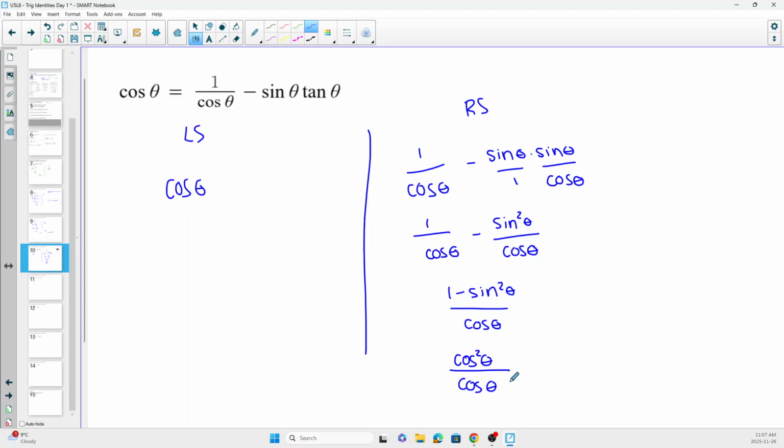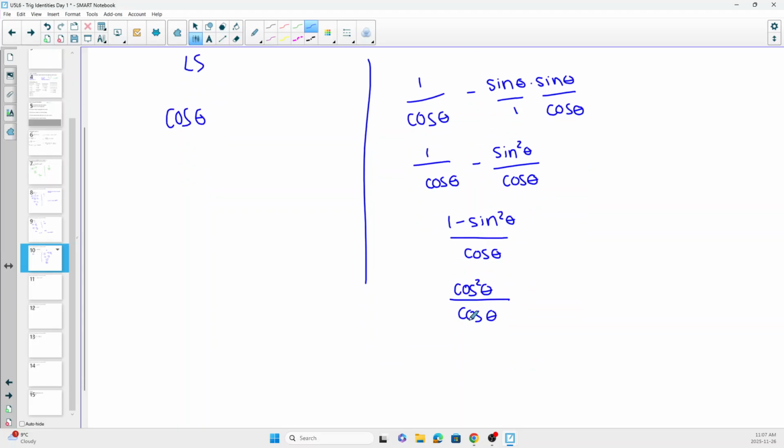And at this point, I would understand what you did if you just crossed this out and then wrote cos theta. However, just to show some people why we can do that, cos squared theta is equivalent to cos theta squared. So we could rewrite this as cos theta times cos theta all over cos theta. And those are both factors. We can cancel them out, and we are just left with cos theta. So the left side is equal to the right side, and therefore, yes, this is an identity.